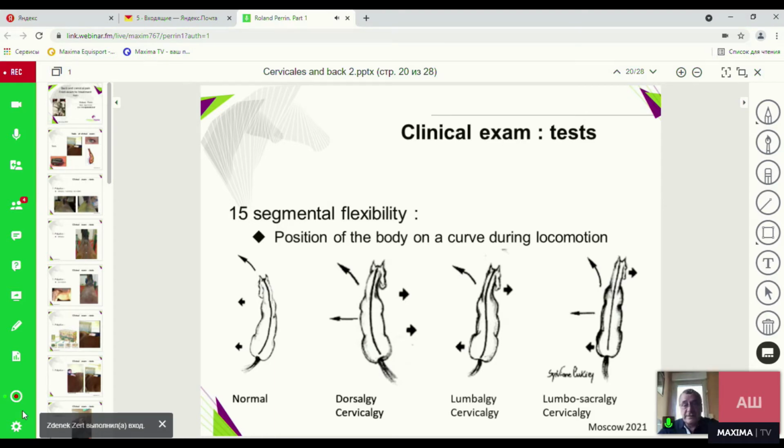After, you can see the horse moving, and especially on the circle, because it's very interesting on the circle, and you can see the position of the body on the curve. So on the left it's normal, and after when you have a cervical problem, dorsal problem, after when you have lumbar problem, and at the end when you have a lumbar sacral problem. This is very interesting to see when you lunge the horse.